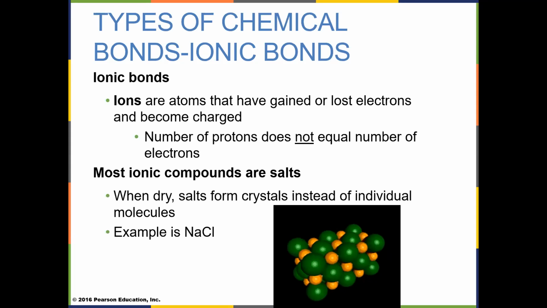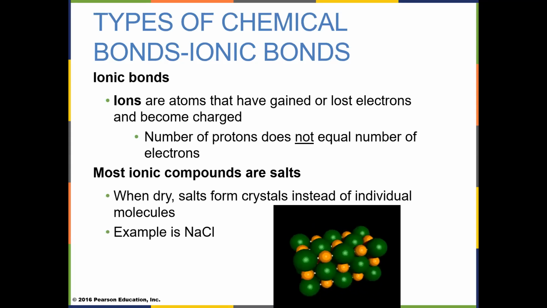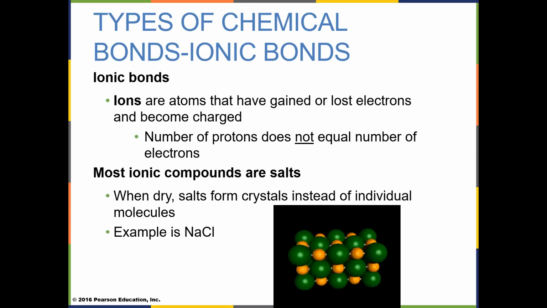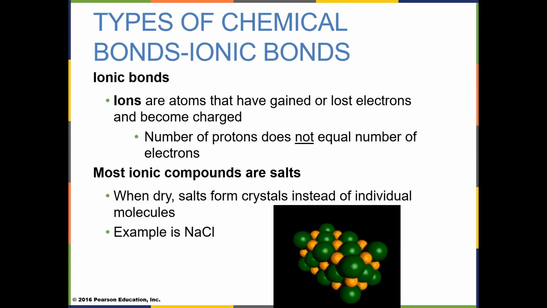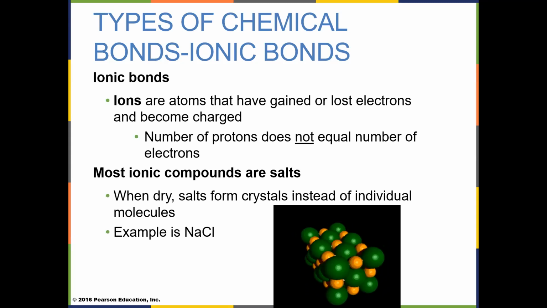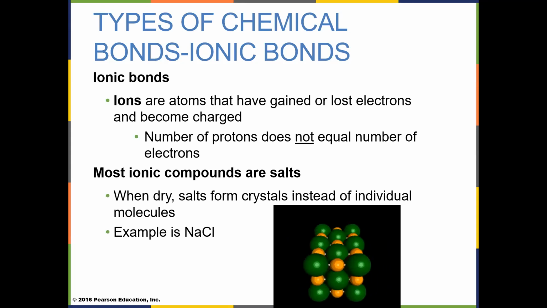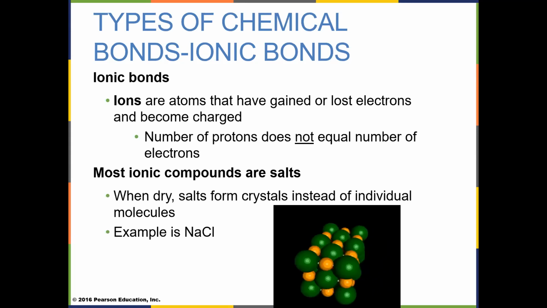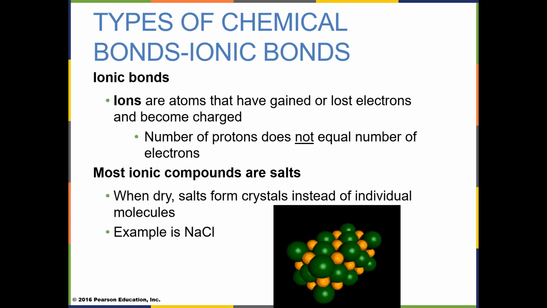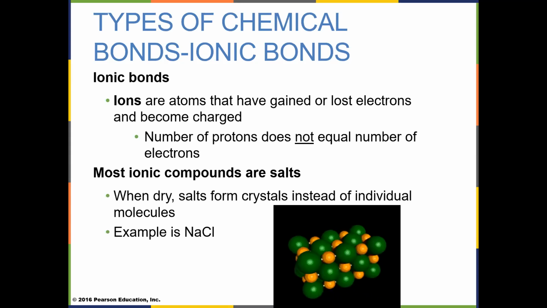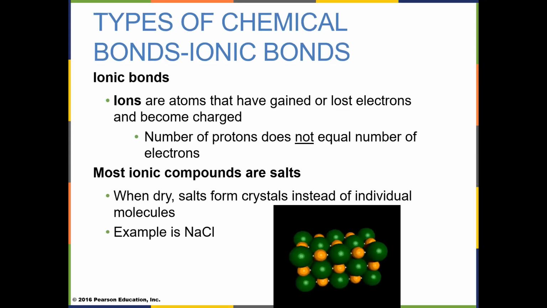If you gain an electron, you are a negative ion. If you lose an electron, you are a positive ion. Because remember, electrons and protons are balanced. Gain an electron, you have more electrons than protons. You're negative. Lose an electron, you have less electrons than protons, and you're positive. So the protons never change. It's always the electrons that move around.